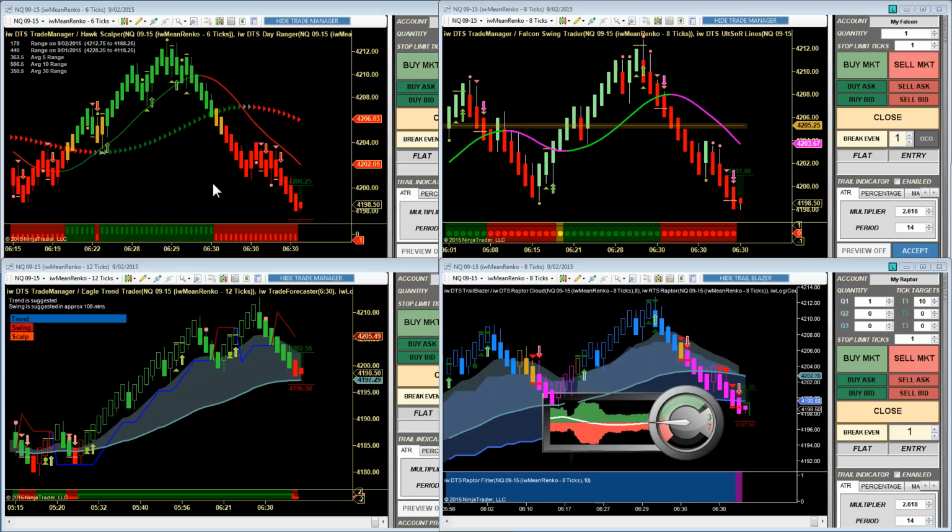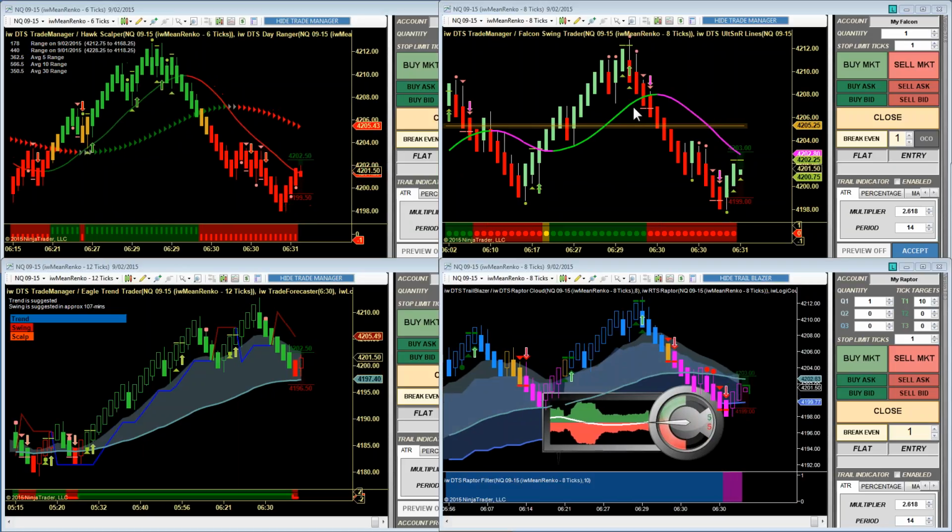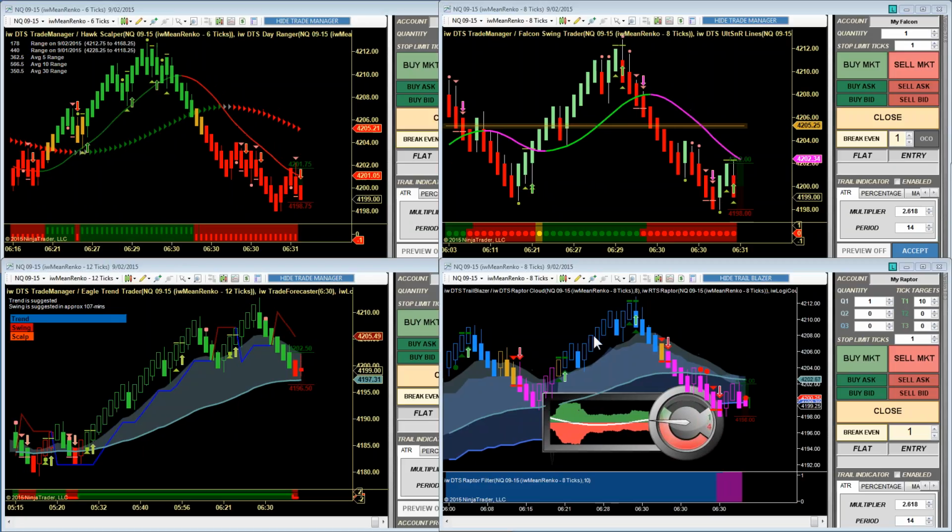So here in the top left, we have the Hawk Scalper. Top right is the Falcon Swing Trader. Bottom left is the Eagle Trend Trader. And the bottom right is the newest DTS bird. This is called the Raptor. It's actually a hybrid. It's a blending of the other three tools all into one.